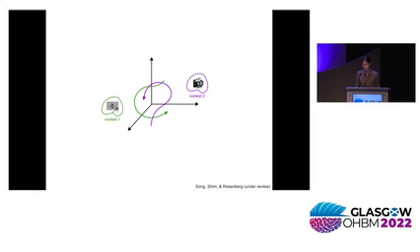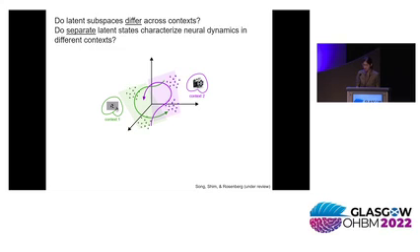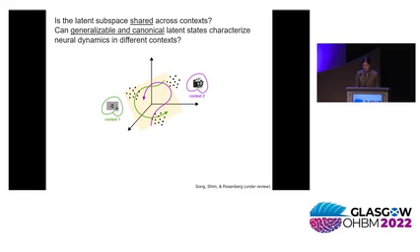Let's think about this further in a state space. I illustrated neural dynamics of cognitive task in green and naturalistic movie watching in purple. Do neural dynamics operate on two separate latent subspaces? Do neural dynamics traverse latent states that are specific to each context? An alternative hypothesis is that there may be this shared latent subspace where generalizable and canonical latent states characterize neural dynamics even when these are in different contexts.